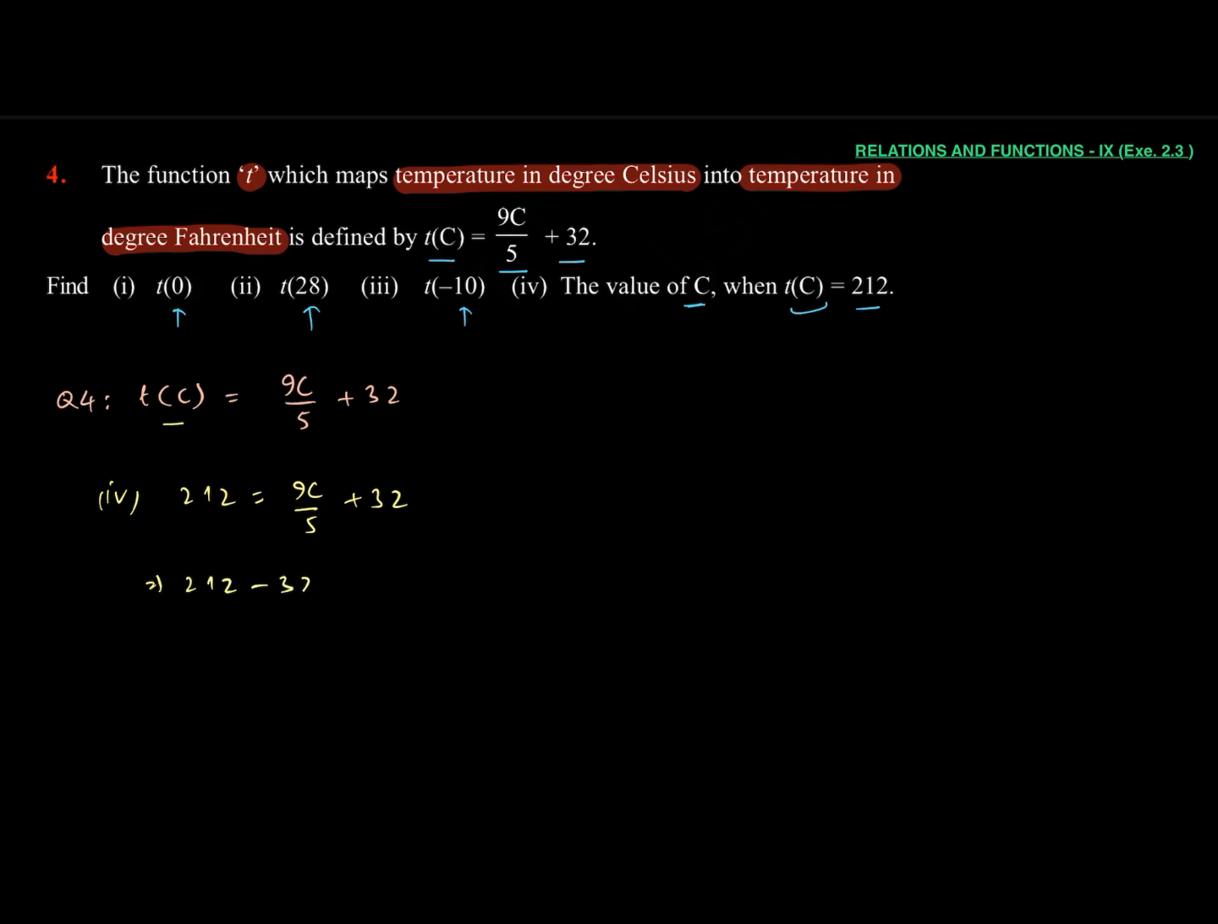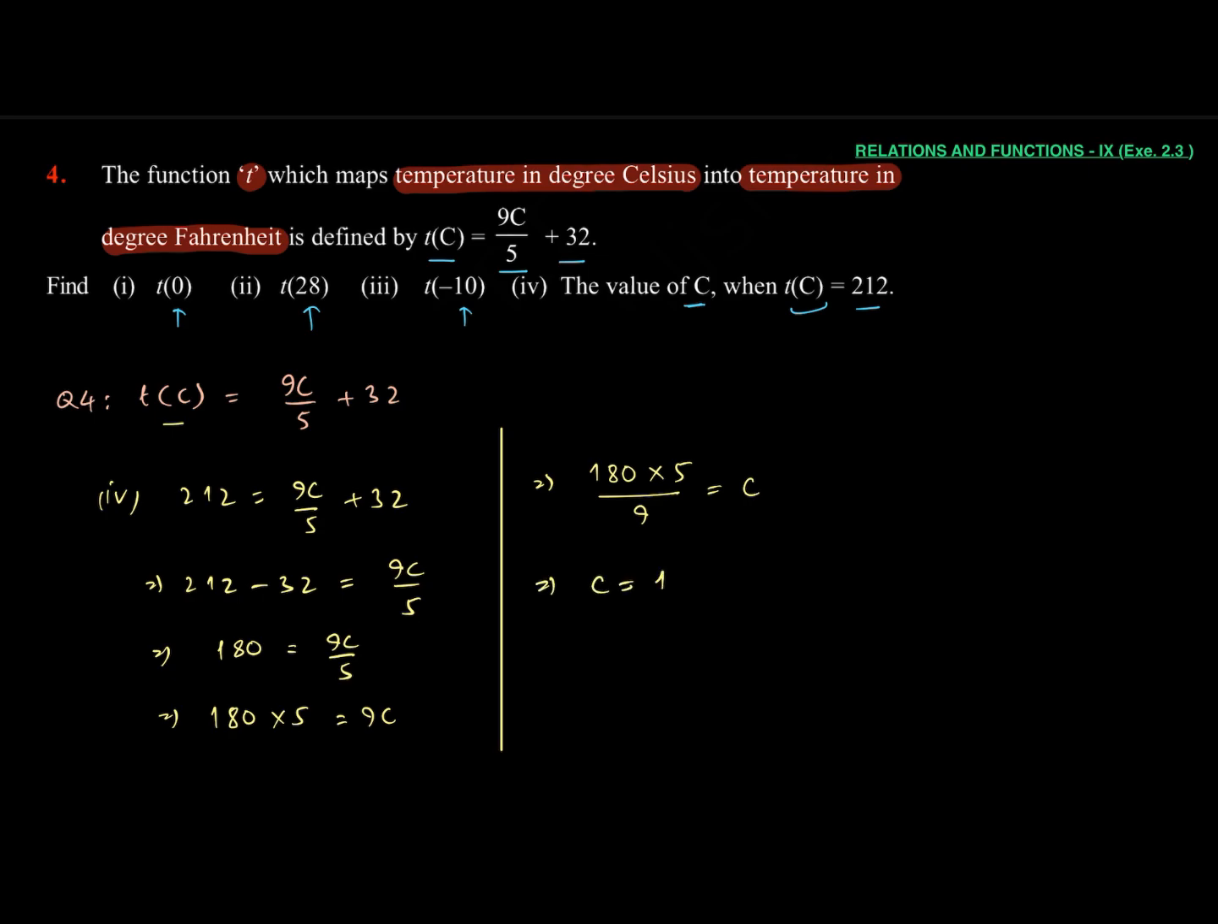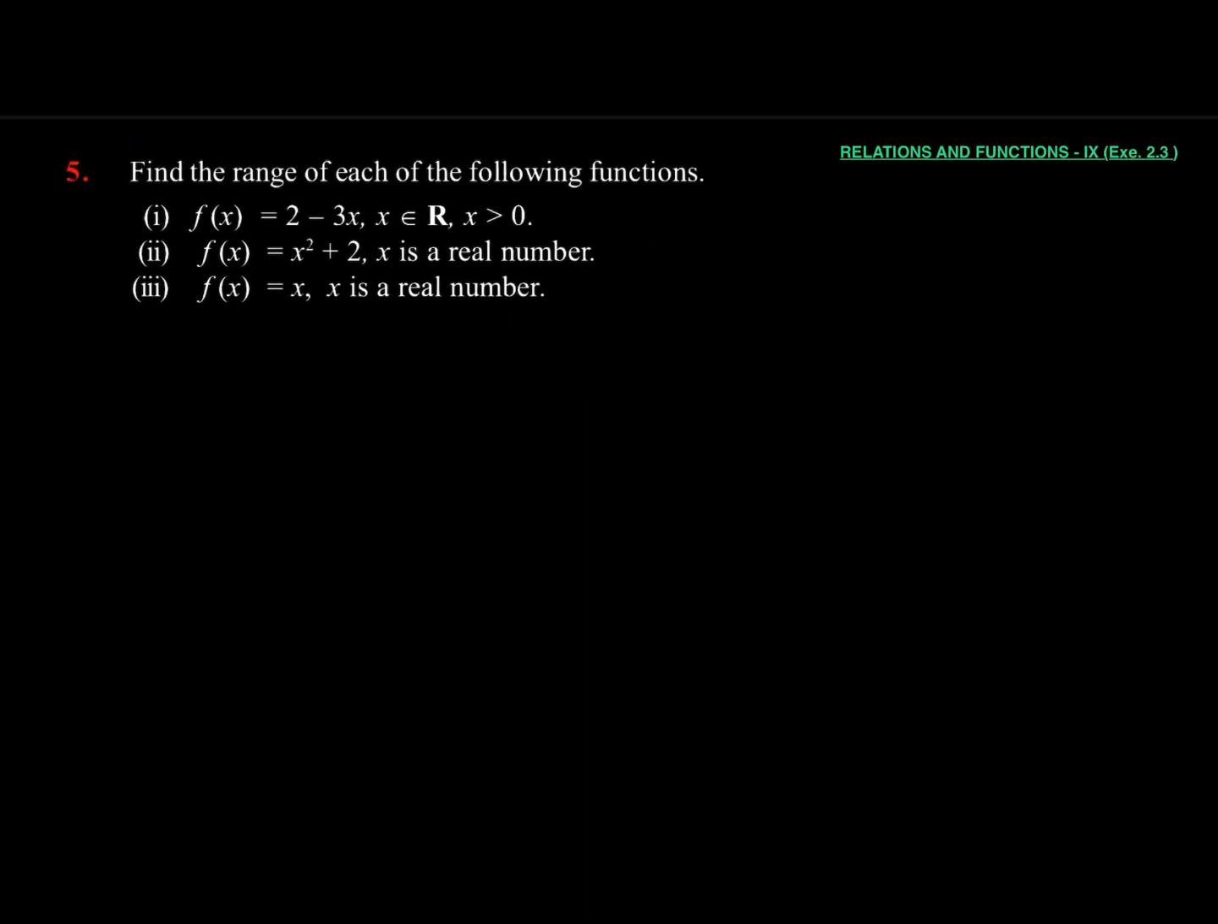212 minus 32 is equal to 9C/5, and that will be 180 equal to 9C/5. Now multiplying both sides by 5, we'll have 180 times 5 equal to 9C. Dividing both sides by 9, we'll have 180 times 5 over 9 is equal to C. This implies C is equal to 100. So here the temperature in degrees Celsius will be 100. Towards the next question.